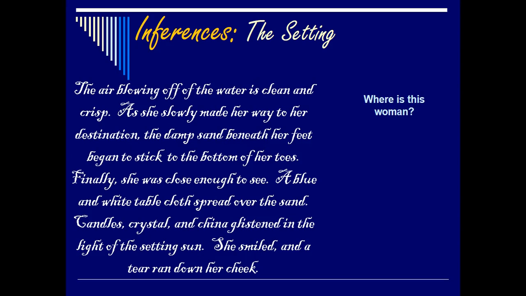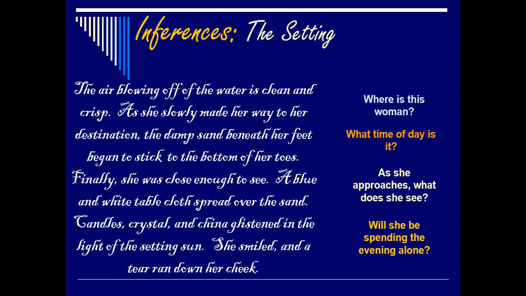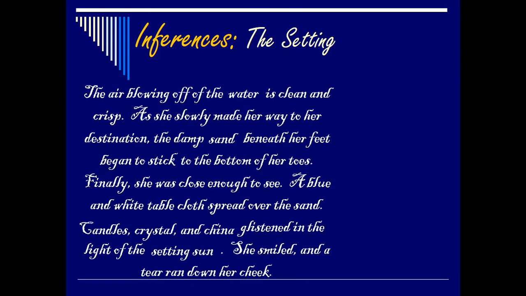So where is this woman? What time of day is it? As she approaches, what does she see? And will she be spending the evening alone? So those are 4 questions that we might ask after reading this, even though none of them were explicitly or specifically stated. By reading this and looking for clues, we could probably answer each of these questions.